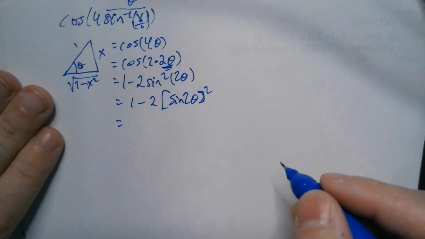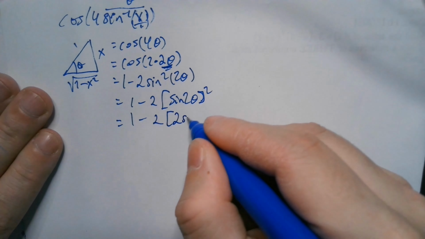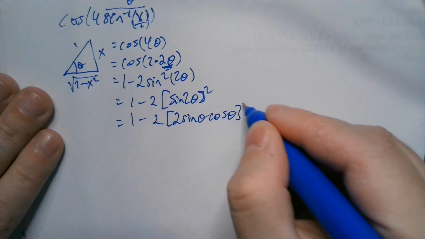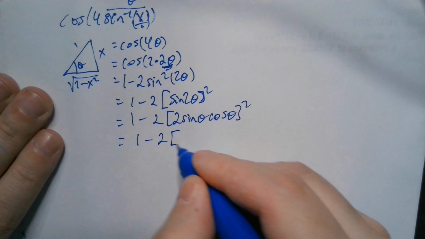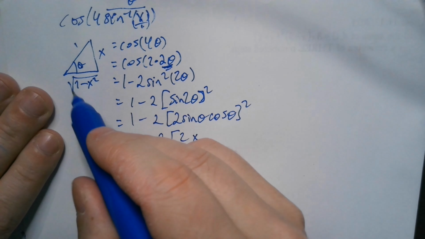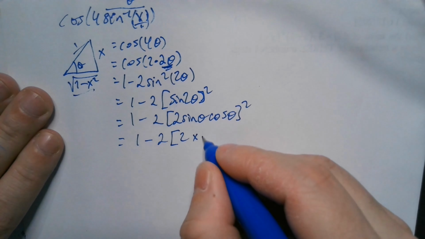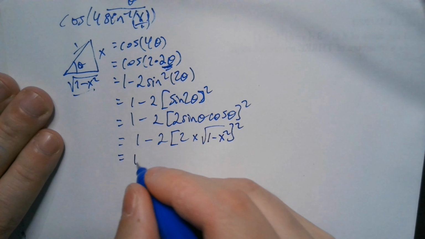It's going to give us the following. Let me fix that. So 1 minus 2, and then this becomes 2 sine theta cosine theta, squared though. Keep that in mind. Again, identities. 1 minus 2, and this is 2 sine of theta, which according to this is x. Cosine of theta is just this divided by 1, so it's the square root of 1 minus x squared. But this is all squared, keep in mind. So you have 1 minus 2.